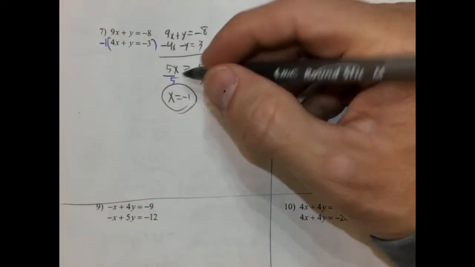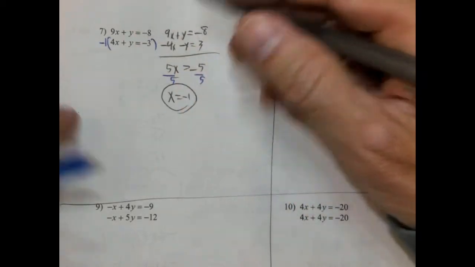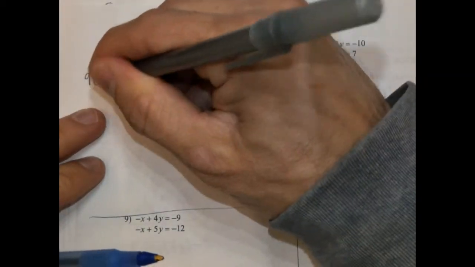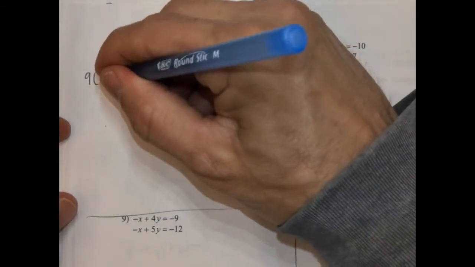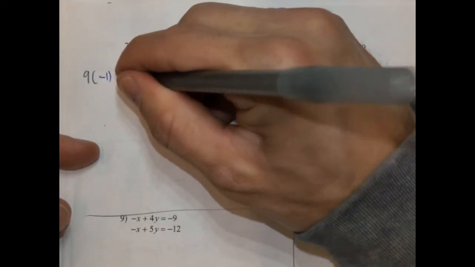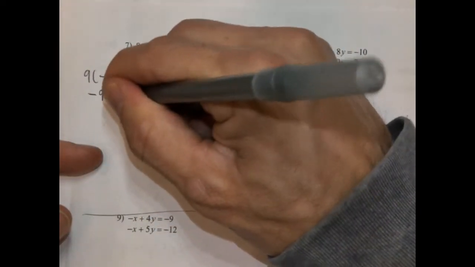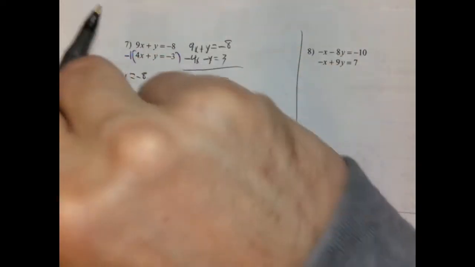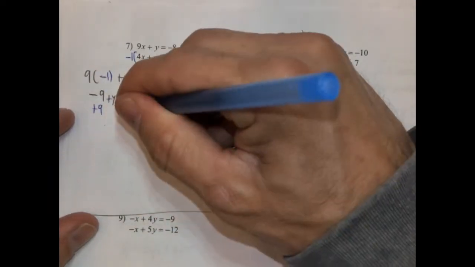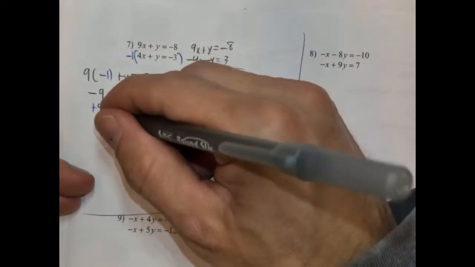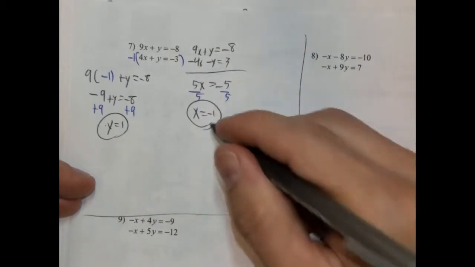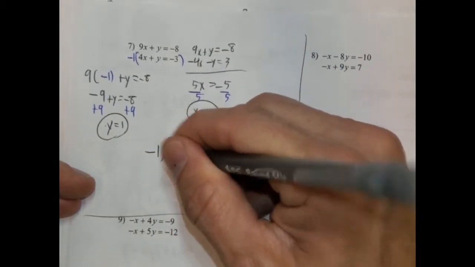Okay. Now we're going to plug that in for either one. We'll go to the top equation. So 9 parentheses -1 plus y equals -8. So -9 plus y equals -8. We're going to add 9 to both sides. We're going to get y equals 1. So we have -1, +1.